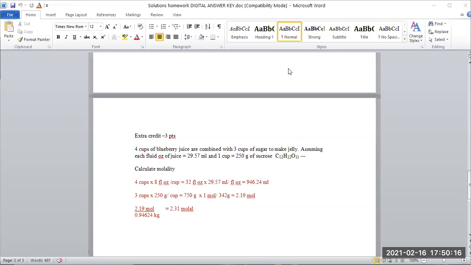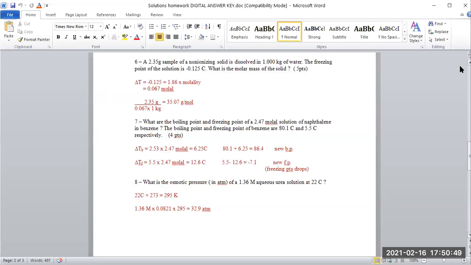Remember, you're doing molality. That's what it asks you for. So it's moles of sugar per kilograms of liquid. Make sure you're doing it in kilograms, move your decimal place, and you get 2.31 molal, which is fairly realistic. Like I said, I ballparked it a little bit when I created it, but I didn't make it too far out there as far as how close to reality it probably is. Questions about solutions homework?